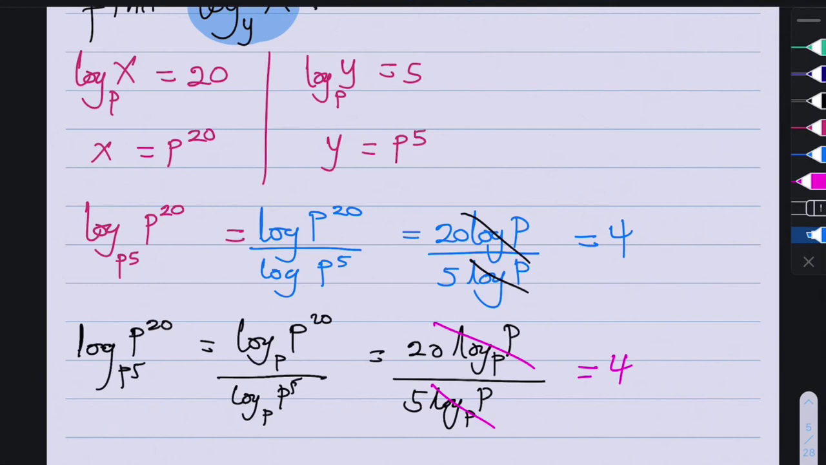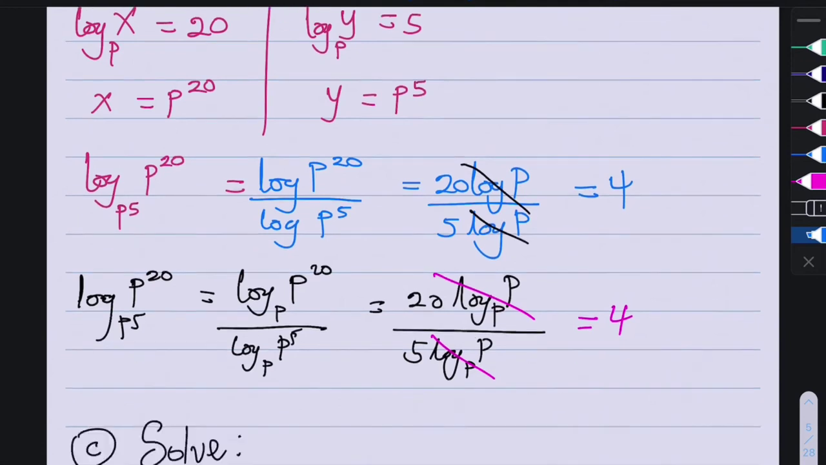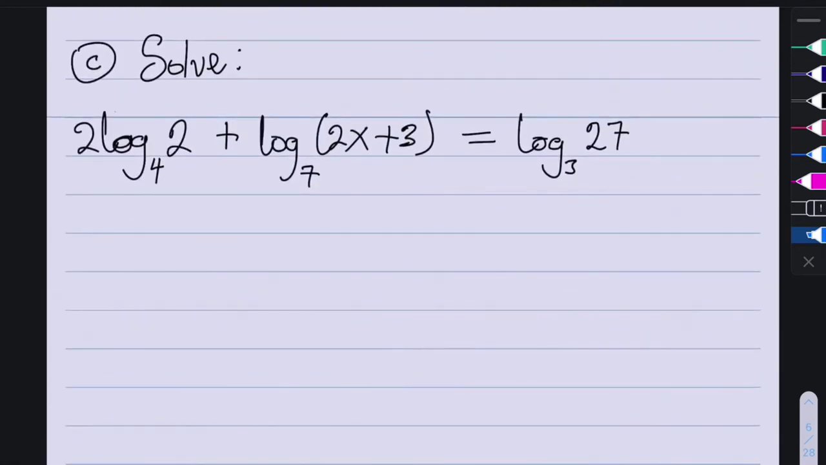So like I said earlier, this is one of the main reasons why we want to change the base, because sometimes there's a stumbling block, and then change of base makes it easier for us to continue solving our logarithmic equation. All right, so now let's move on to this particular one.